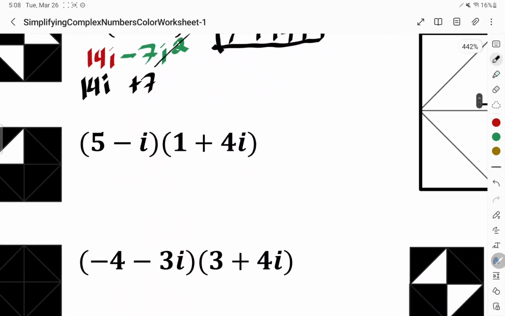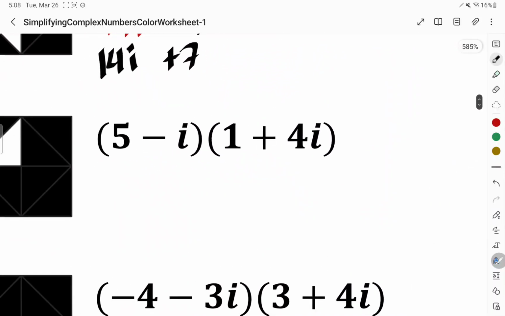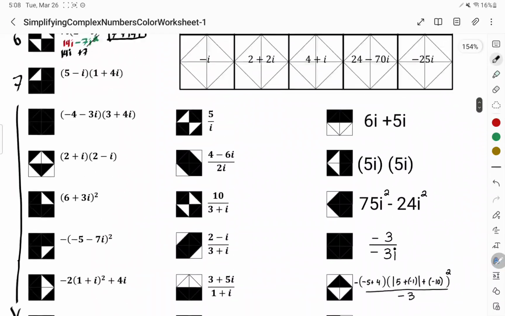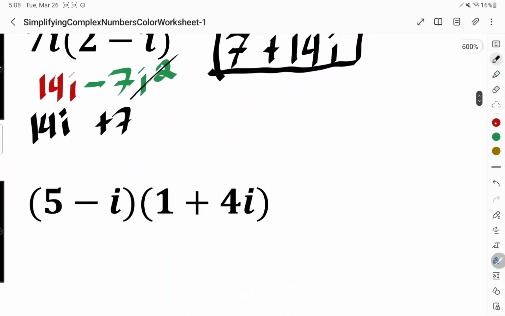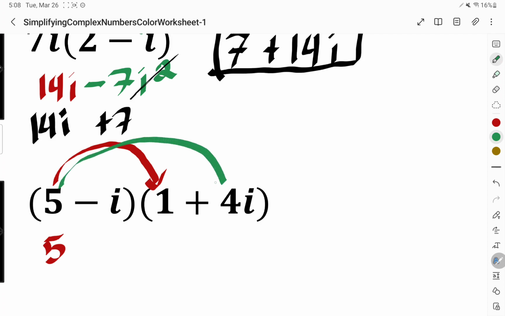Finally, let's get to this bad boy right here. This is how you're going to be doing the rest of the problems for the first column. So let's start. We're going to have to do what we call the FOIL. I'm going to start with a 5. You always start with the first parentheses, the first number, and then you multiply it through the second parentheses. So 5 times 1 is 5. And then it's going to be 5 times 4i.